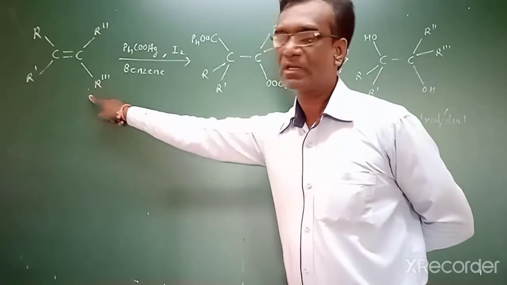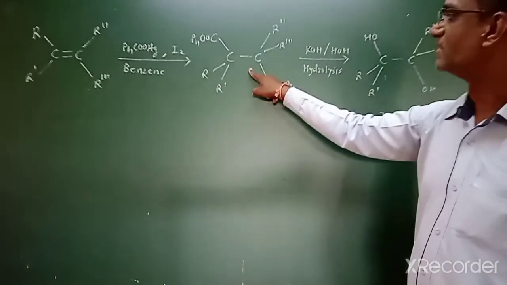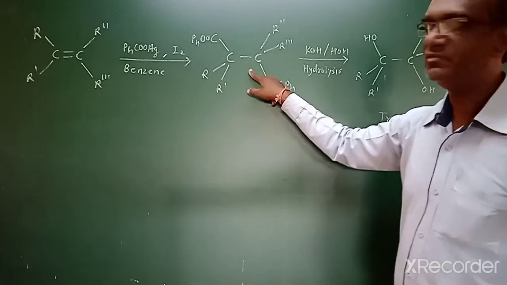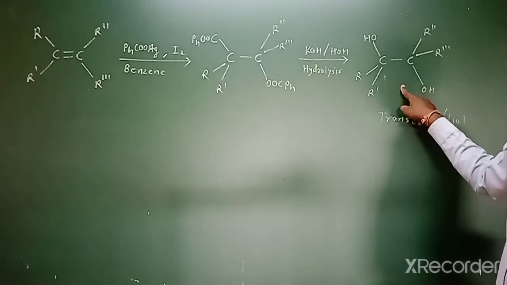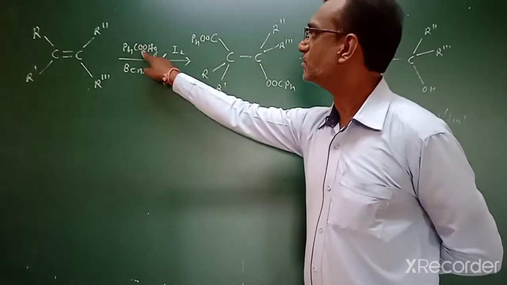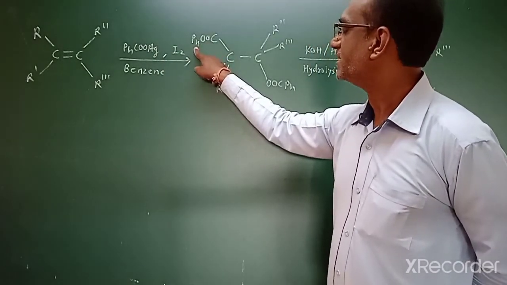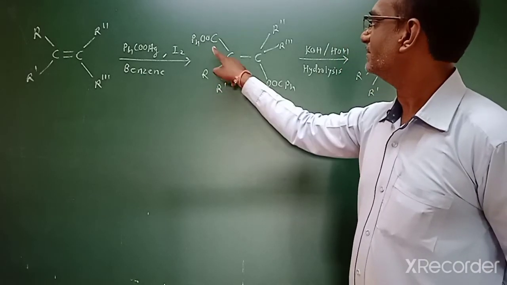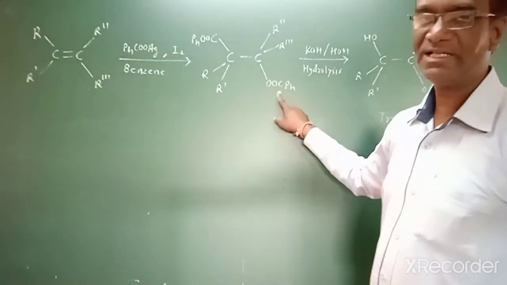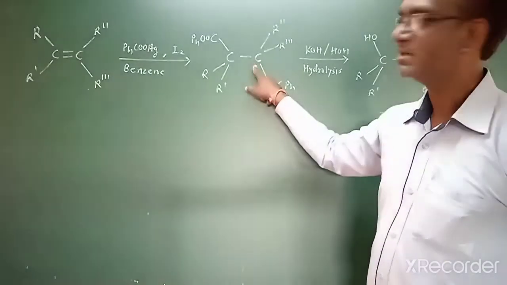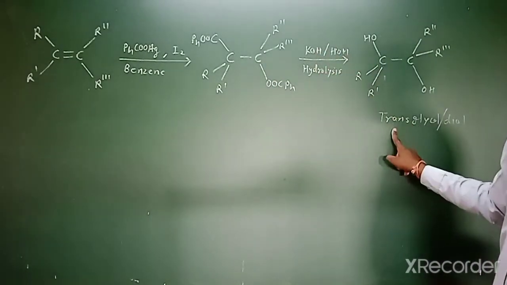This alkene with silver benzoate, I2 and benzene gives rise to the formation of a benzoate derivative, which on hydrolysis gives the formation of trans glycols. You can see that COOPh: firstly, one of the COOPh groups is bonded with the first carbon. In the next step, the second COOPh gets attached to the second carbon. Both of these groups are removed by OH to form trans diols.